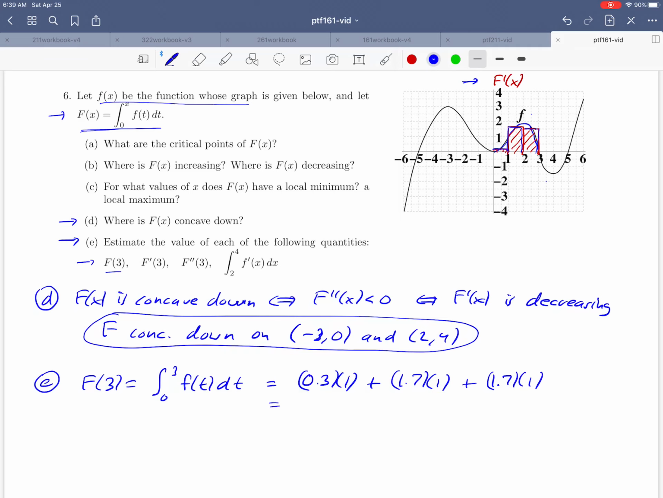And so if we add up those 3 numbers, that should give us an estimate of this integral, which is going to give us an estimate of capital F of 3. That turns out to be 3.7 if you do the arithmetic there.